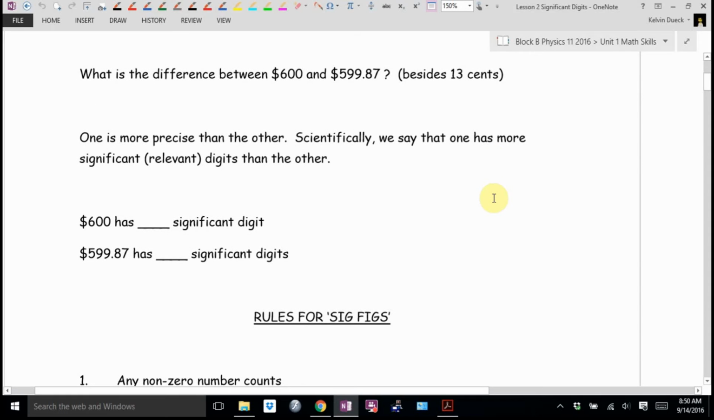Now, there are English rules for figuring out how many sig figs a number has, and I'm going to give them to you, but it's much easier for me to do a bunch of examples first so you can just see what it is, because explaining in English is hard. So, 600, we would say, has 1 sig fig. 599.87 has 5.